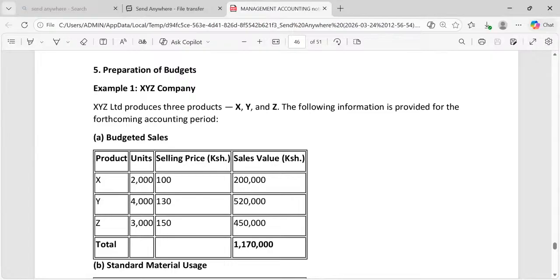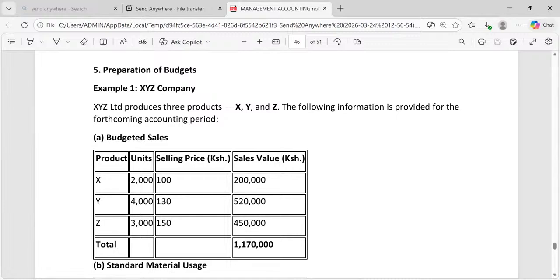And that is why you're seeing for X, they are taking 2,000 times 100 to get 200,000. 4,000 times 130 to get 520,000. 3,000 times 150 to get 450,000. And then you can see they've gone out of the way to give us the total sales. So in this case, as a sales manager, I know my sales numbers, I know my sales quantities, and I know my sales revenues.